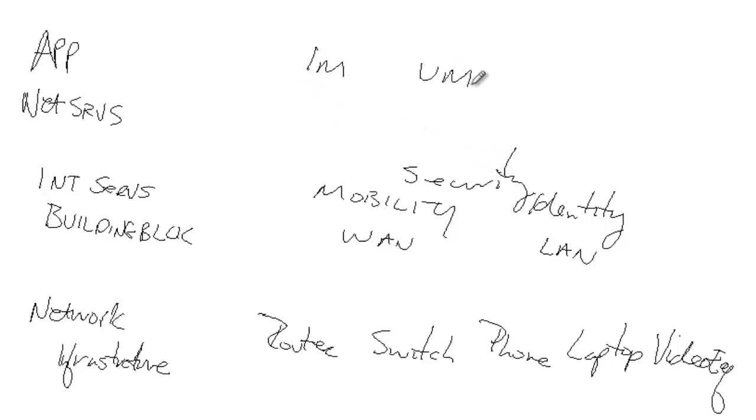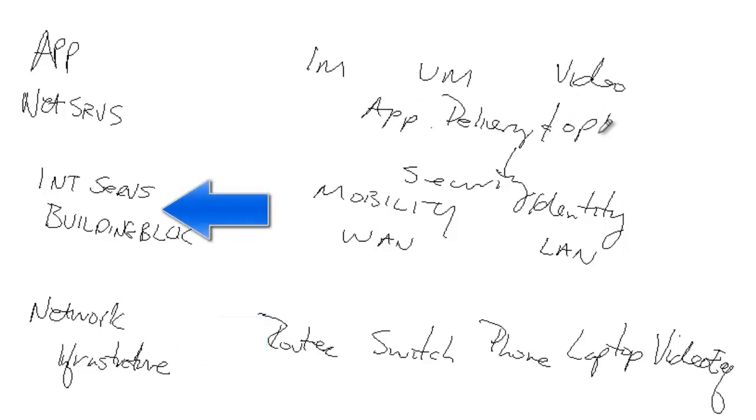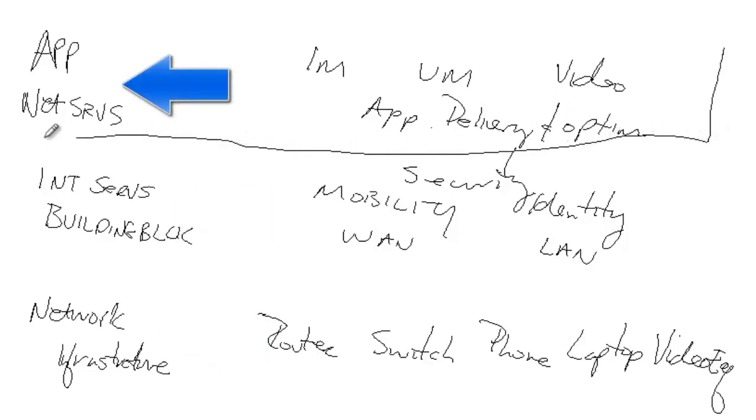And then finally we have the application layer, such as instant messaging, unified messaging, and video. So you can see we're going from a specific hardware platform and network infrastructure layer up to the integrated services building blocks. So we're talking about higher level concepts. And then finally, we're talking about how all these can be used to support the applications.